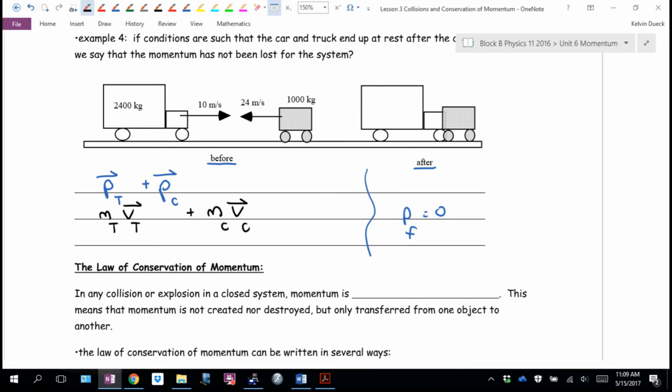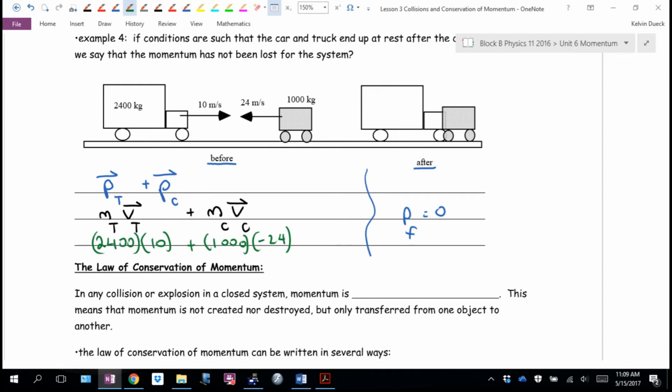You okay with that? Tato, what's the mass of the truck? 2400. What's the velocity of the truck? 10 meters per second. Plus, what's the mass of the car? 1000 kilograms. What's the velocity of the car? Negative. Because it's in the opposite direction, and I've been telling you that direction is going to matter a lot more during this unit.